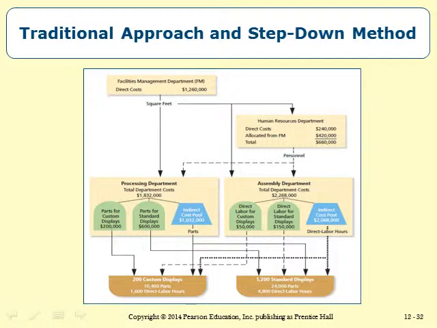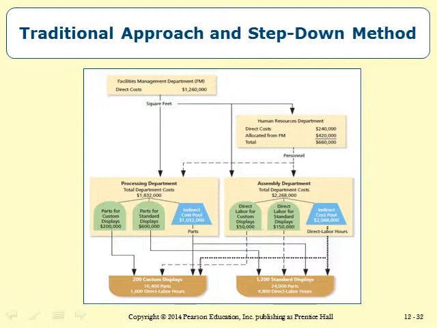And so here you can see, using this traditional approach with the step-down method, we've taken the facilities department cost of $1.2 million and we've allocated a portion of it to the human resources department, again based on square footage, and we've allocated a portion of it to both the processing department and the assembly department. Then we've also included an allocation from the human resources department that includes what was allocated from facilities management plus the direct cost of the human resource department, and allocated that based on personnel, not square footage, to the processing department and to the assembly department.